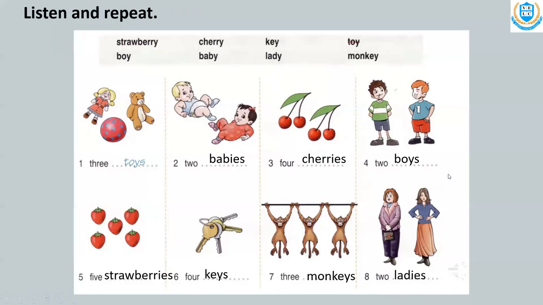Listen and repeat. 1. Three toys. 2. Two babies. 3. Four cherries. 4. Two boys. 5. Five strawberries. 6. Four keys. 7. Three monkeys. 8. Two ladies.